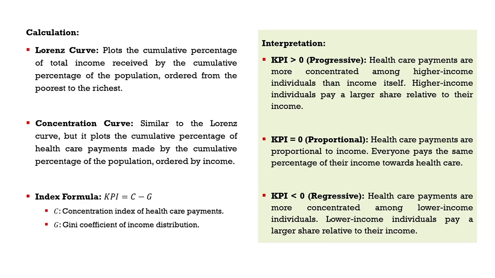Now, for calculating the Kakwani progressivity index, we have to have two plots. One is a Lorenz curve, which plots the cumulative percentage of total income received by the cumulative percentage of population ordered from the poorest to the richest. And then we have a concentration curve, which is similar to the Lorenz curve, but it plots the cumulative percentage of healthcare payments made by the cumulative percentage of the population ordered by income. And then we have an index formula, where KPI is the distance between the concentration curve and the Lorenz curve. We will come back to this in some time.